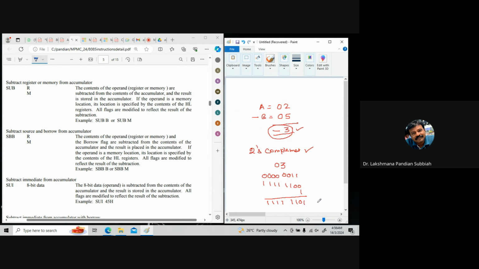So we get the result in the form of FD. This FD is nothing but minus 3, the 2's complement of minus 3. So minus 3 is represented in 2's complement form as FD.